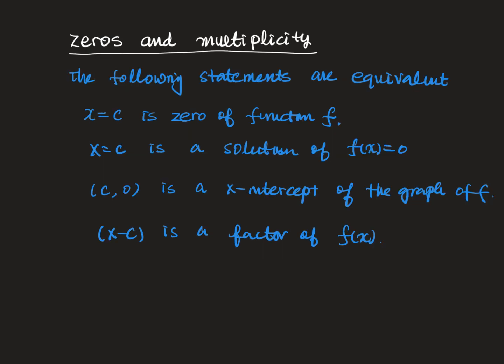Okay, let's summarize what we talked about. When you have a polynomial function y equals f of x, all four statements are true. x equals c is a zero. We're talking about x equals 1, so I'm going to give one example. x equals 1 is a zero, which means x equals 1 is a solution of f of x equals 0. It also means (1, 0) is an x-intercept, and x minus 1 is a factor of f of x.